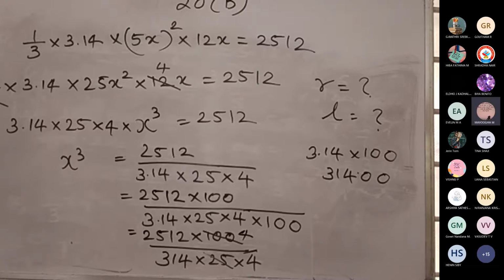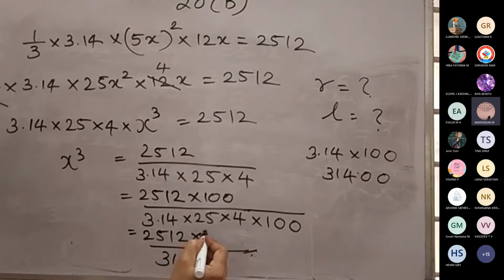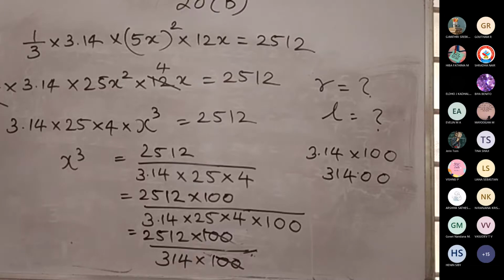Ma'am, 2512 into 100 by 314 into 100. 25 into 4 is 100. Okay, 25 into 4 you are doing. Okay. Here also 100, 100 here. Ma'am, that removed decimal points. Then 2512 divided by 314 is what?